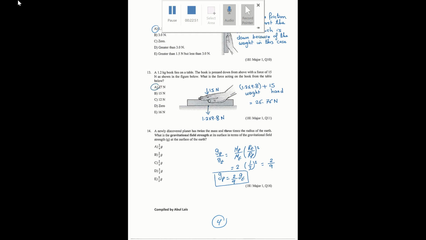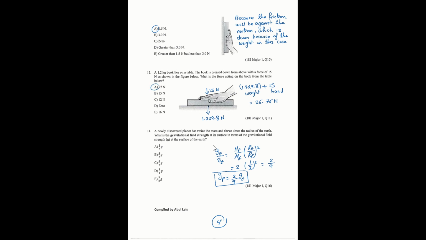Okay, now let's see problem number 14, and it says that a newly discovered planet has twice the mass and 3 times the radius of the Earth. What is the gravitational field strength at its surface in terms of the gravitational field strength at the surface of the Earth? Now this term, the gravitational field strength, is just what we call the acceleration due to gravity. It's the same thing, right?